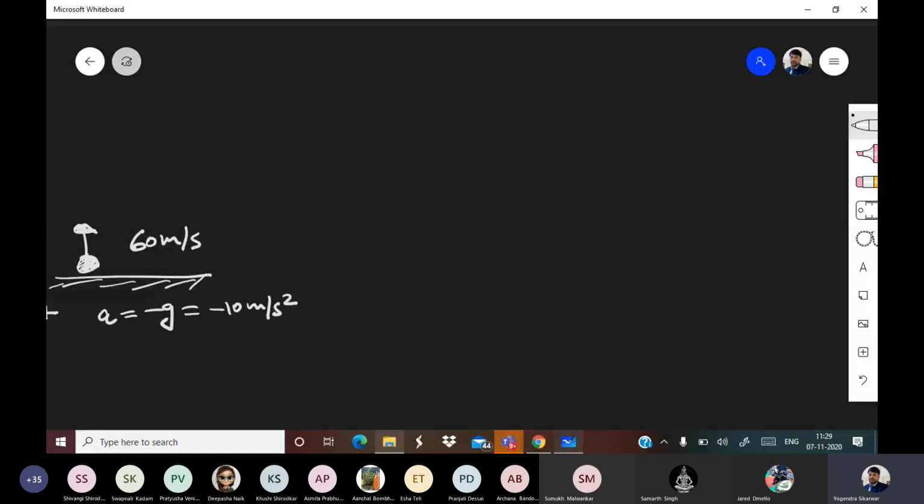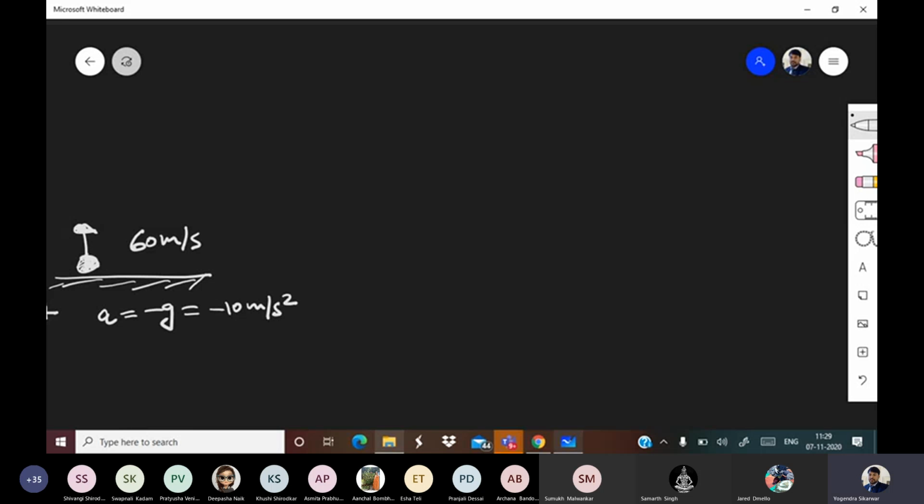Now pay attention. What is the meaning of acceleration? Acceleration means rate of change of velocity. That means by which extent velocity is changing every second. So here acceleration is minus 10. That means whatever is the velocity of the object, every second it will be reduced by 10.